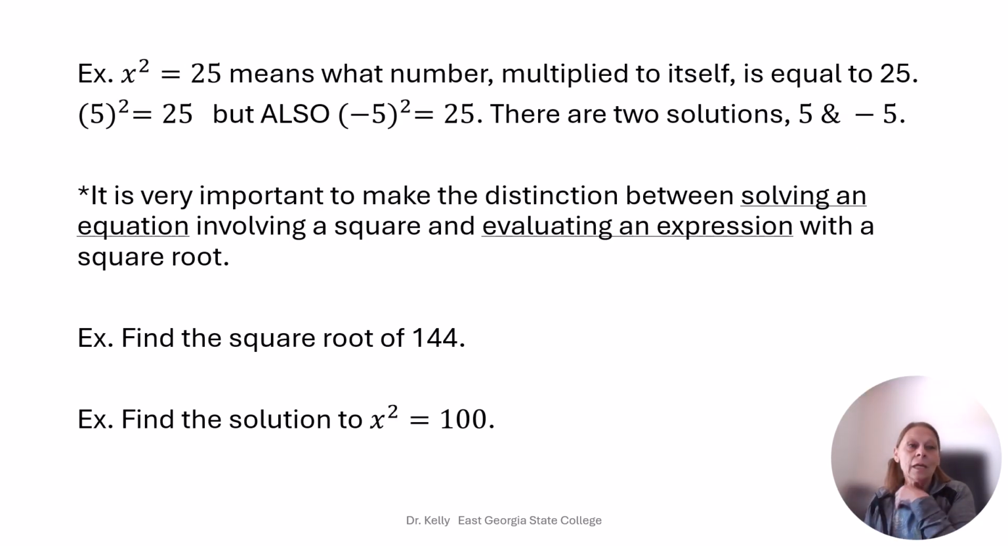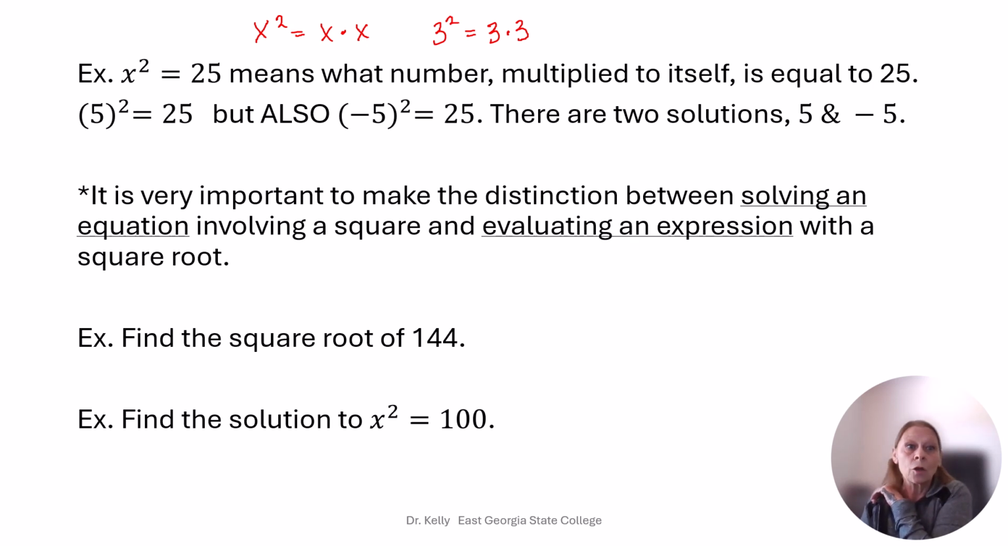Anyway, here's an example. If x squared is equal to 25, that means we want to know what number multiplied to itself is equal to 25. I want to remind you that anytime we say x squared, that's equal to x times x, just like if we were to say 3 squared, that is equal to 3 times 3. That's what that notation means. It tells us that it's actually an operation.